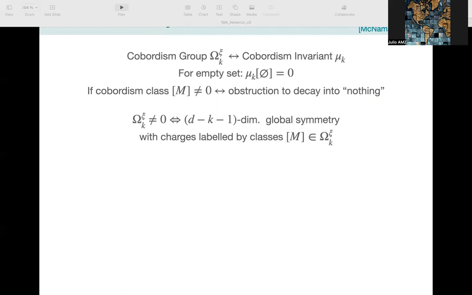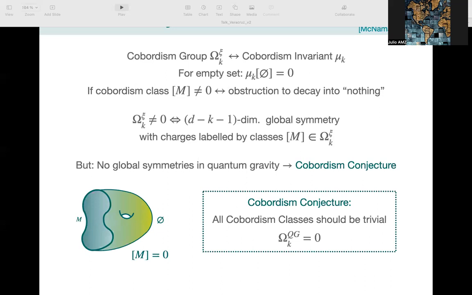But of course, if they are not in the null equivalence class, then these cobordism invariants are non-zero, and then we have some obstruction for this manifold to decay into nothing. So this non-vanishing cobordism group corresponds to the d-1 minus k dimensional global symmetry, with charges labeled by these classes. And the idea is, again, there are no global symmetries in quantum gravity, so one can formulate the cobordism conjecture. The cobordism conjecture is stating that all cobordism classes in the theory of quantum gravity should be trivial. And this is encoded in this structure here.